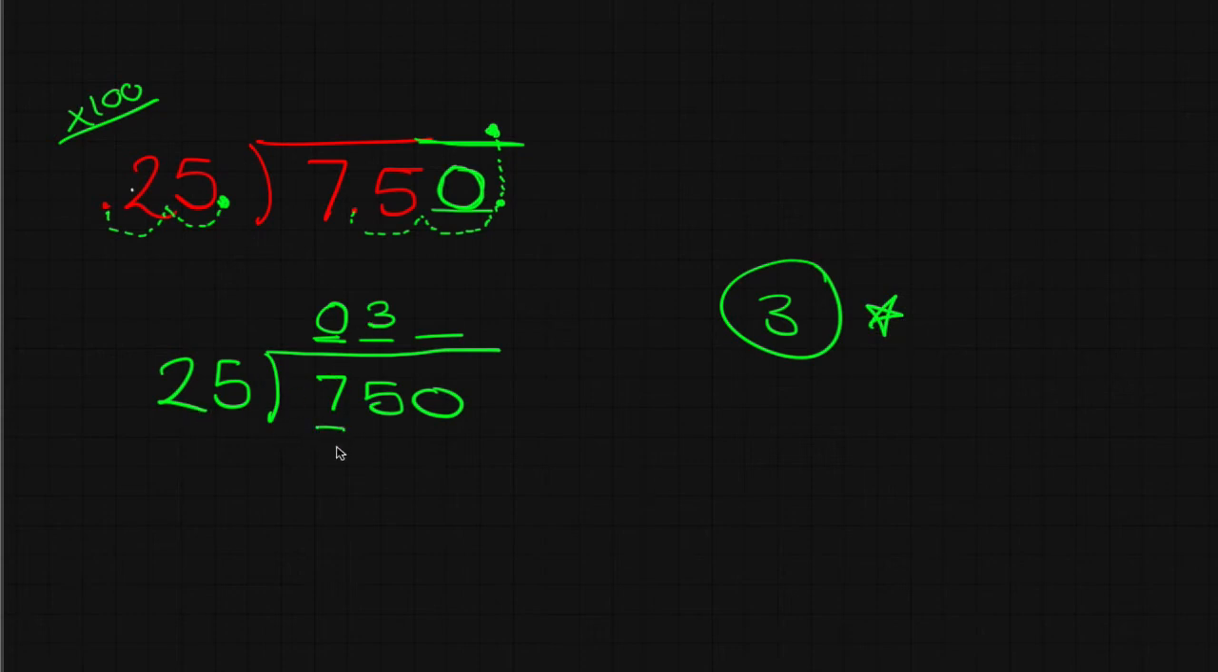3 times 25 is 75. And there is nothing left. But what goes in the ones place? What goes in the ones place? The answer is nothing. So your real answer is 30. 30. And the answer to this problem up here is 30.